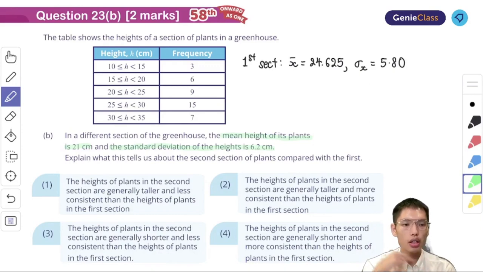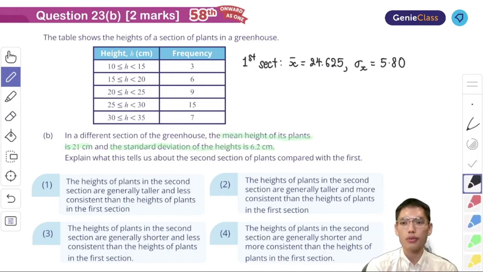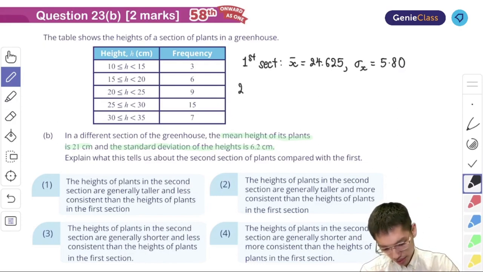Last 1 second. All right, most of you all got it down, but let's identify why some of you are actually going the other side. So take note, we are comparing the second section with the first. If highlighting is still not convenient for you to compare, it is always good to write it out.